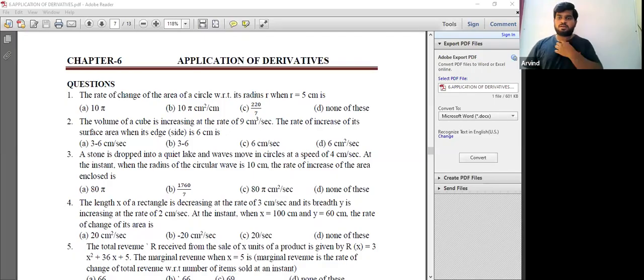Yeah. So the rate of change of area of a circle with respect to its radius r, when r is equal to 5 centimeters, is how much? So it's very easy. You can do it on your own. Please do it. The rate of change of area with respect to its radius. The area has to be differentiated with respect to radius. It's very easy. And the r value is given. R value is 5 centimeters. After differentiating, you must substitute. Remember that. Because if you substitute earlier, it will become a constant.